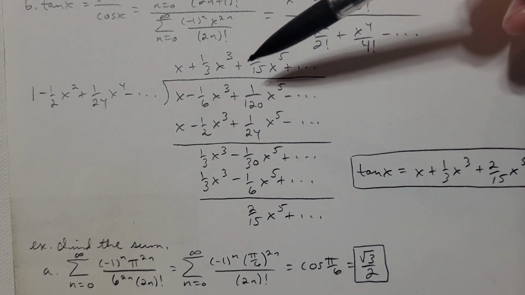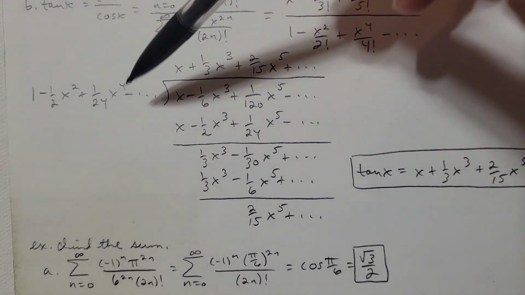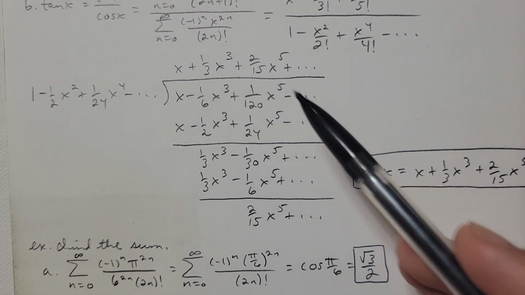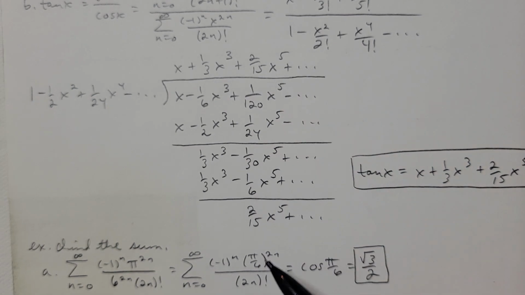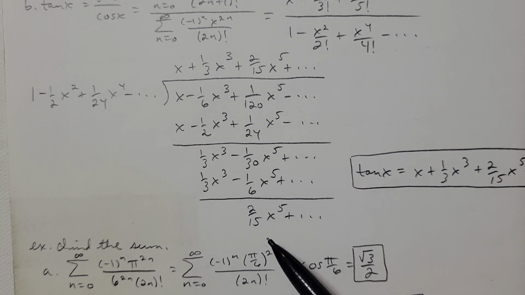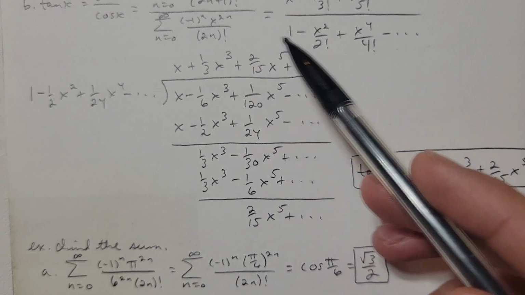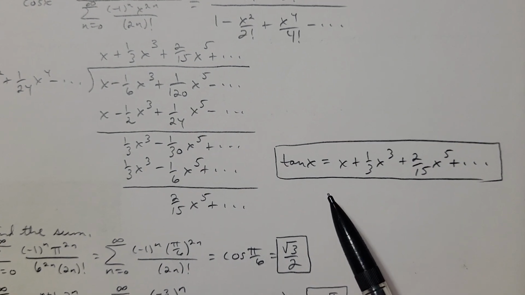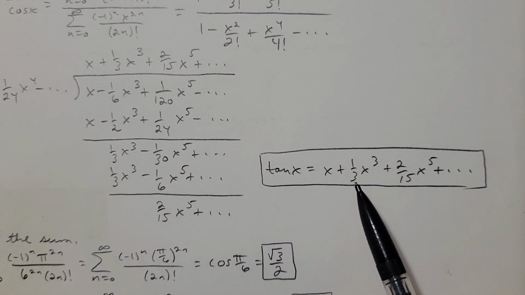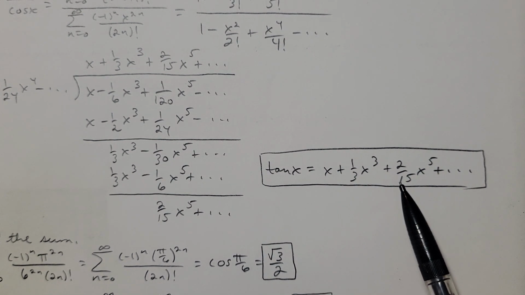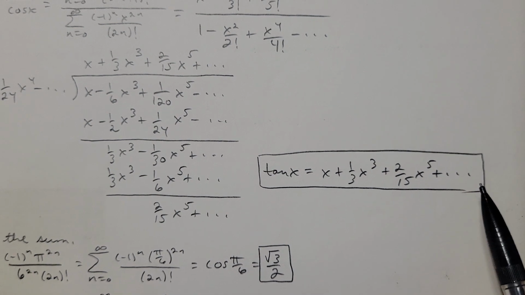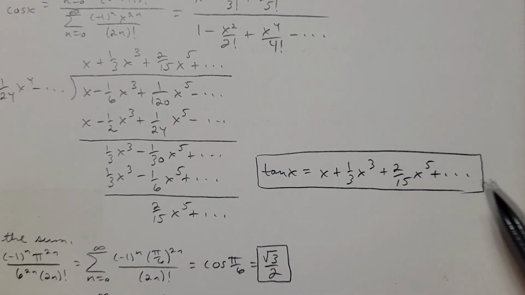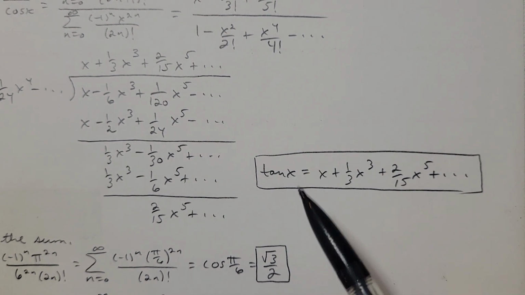So if I multiply all this by 2 over 15 x to the 5th, then the leading term would be 2 over 15 x to the 5th. Okay, so that'd be the third term there. All right, so tangent x, in other words, that's the same thing as x plus 1/3 x cubed plus 2 over 15 x to the 5th plus, etc. Again, this is an infinite series here. This would just be the first 3 non-zero terms, though.